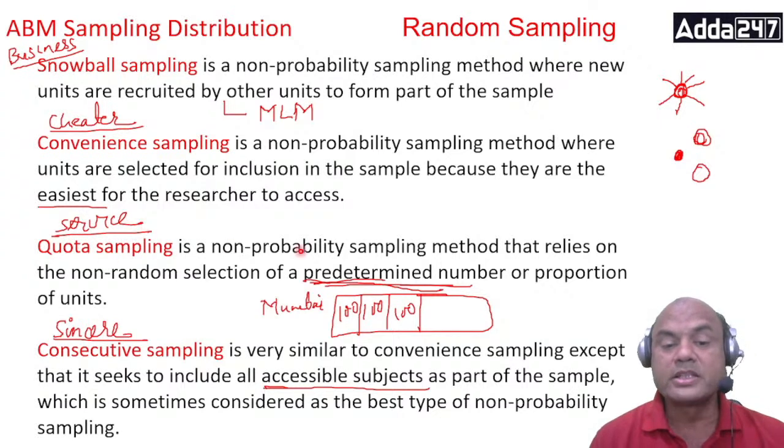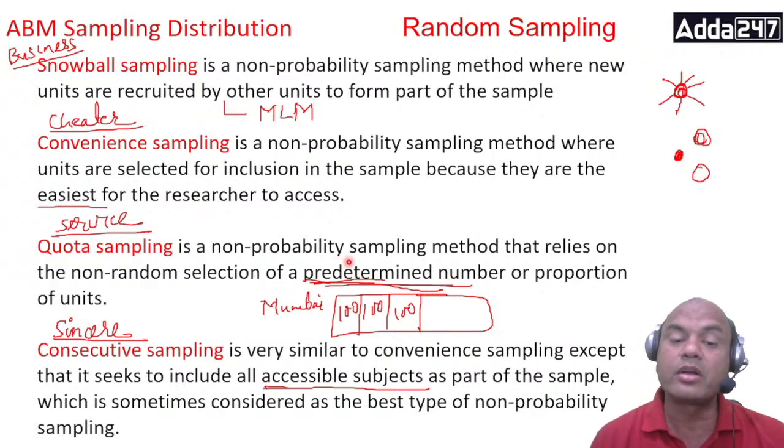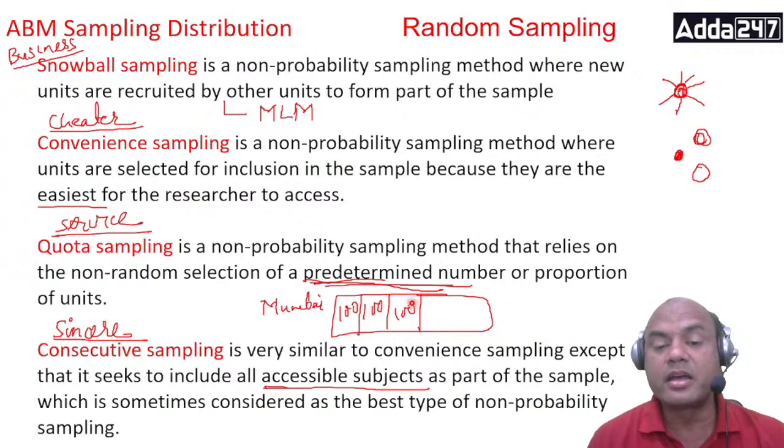Quota is a non-probability sampling method that relies on the non-random selection of a predetermined number or proportion of units. Okay, so non-random selection of a predetermined number. Predetermined. Quota means what? Mumbai 100, Delhi 100, UP 100. So quota means a quota is given everywhere.